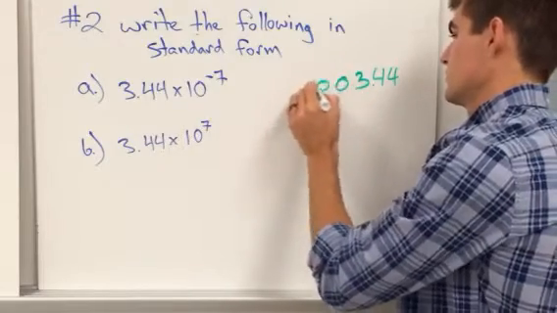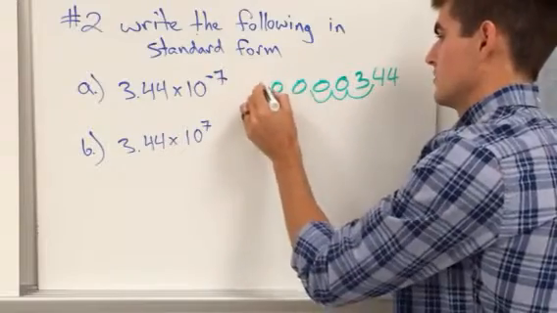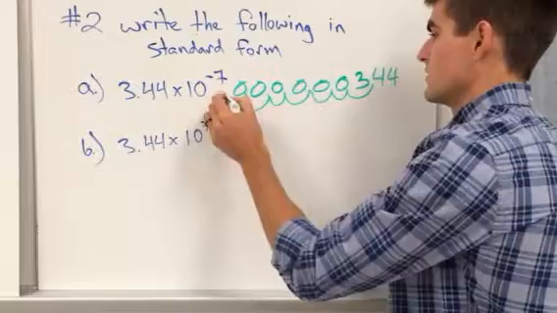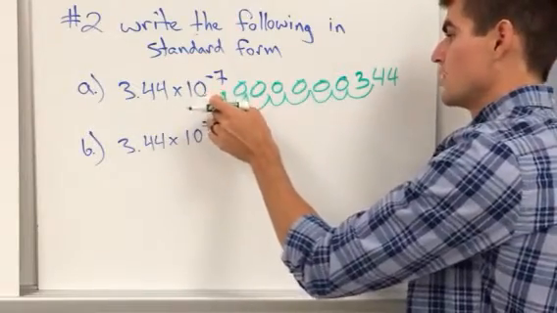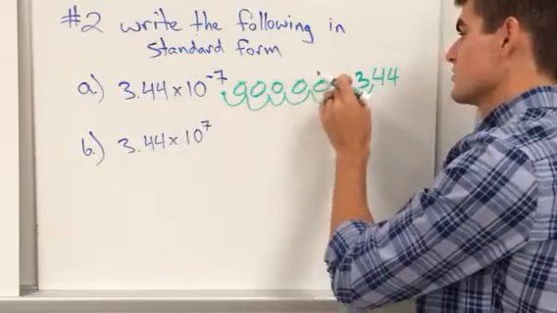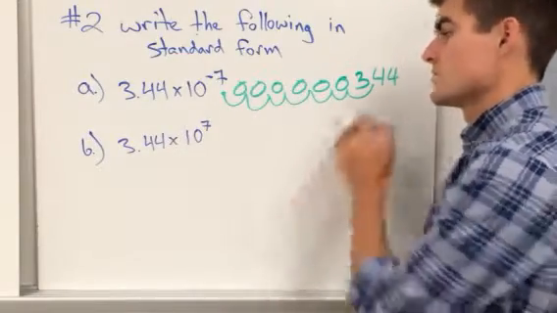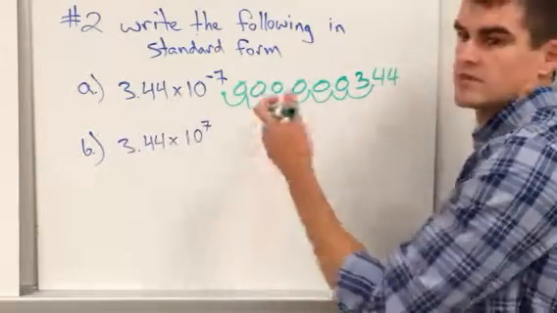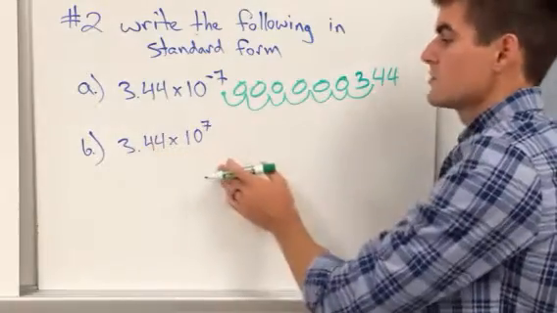There's 1, 2, 3, 4, 5, 6, and 7. So our new answer is 0.000000344. Again, the reason I moved it left is because I wanted to make the exponent more positive to get this in standard form.